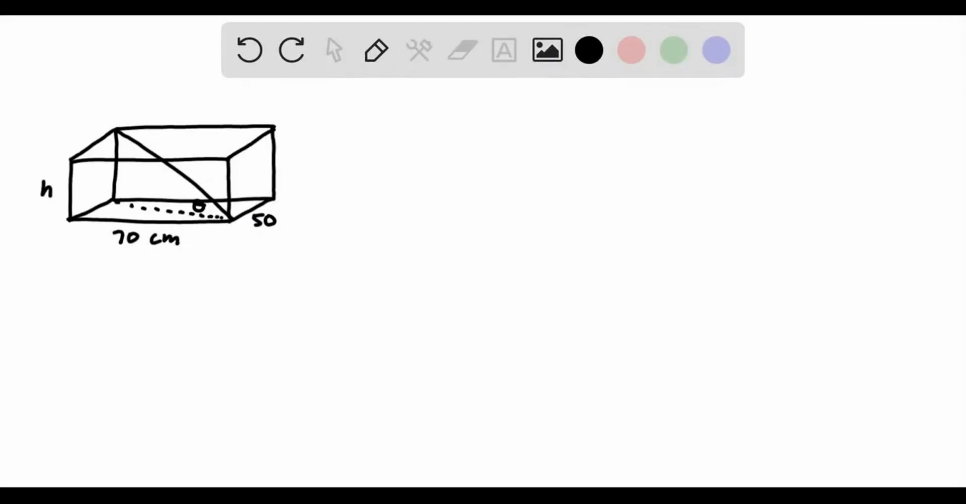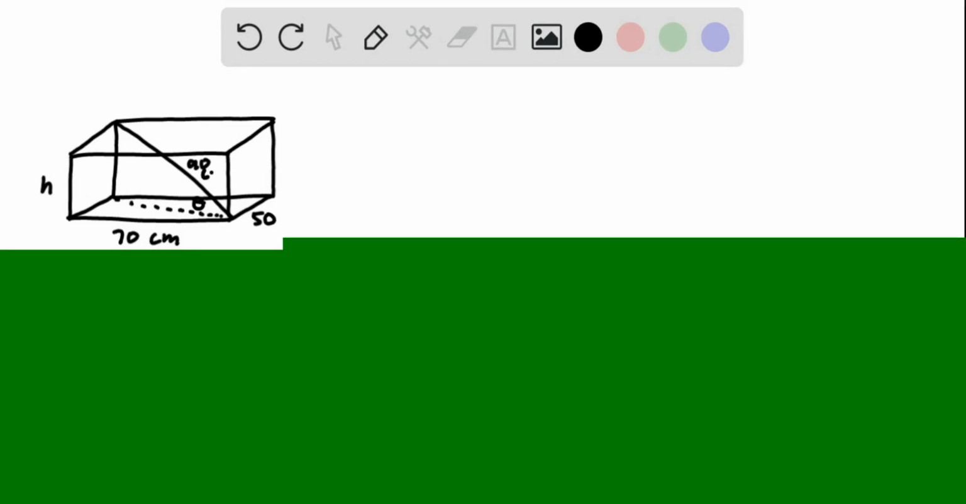We are given the following figure and we're asked to do two things. First of all, we are asked to find the height that will make the diagonal 90 centimeters. So therefore, we know that our diagonal over here is 90 centimeters.